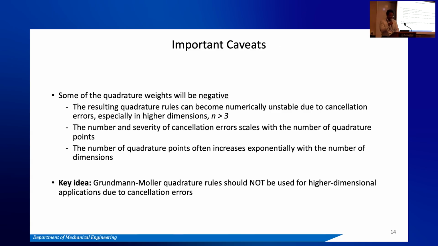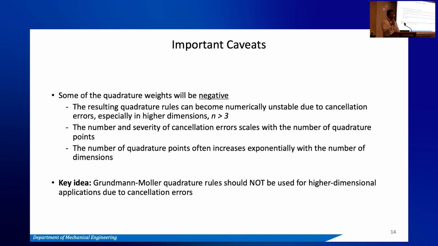There's one teeny tiny problem with these rules: they tend to be numerically unstable due to cancellation errors because they do admit negative weights. Now, if you have some combination of negative and positive weights in your quadrature rules, I guess if all your weights are negative, then you're fine. Although I don't really know how you're going to get positive areas. But if you have a combination of positive and negative weights, then obviously you can have cancellation errors.